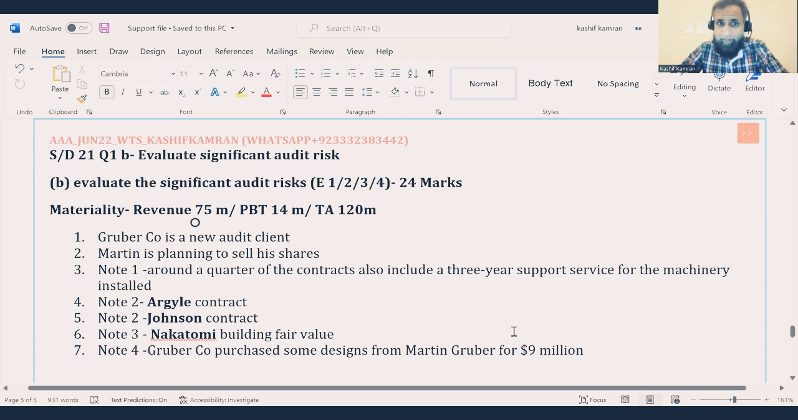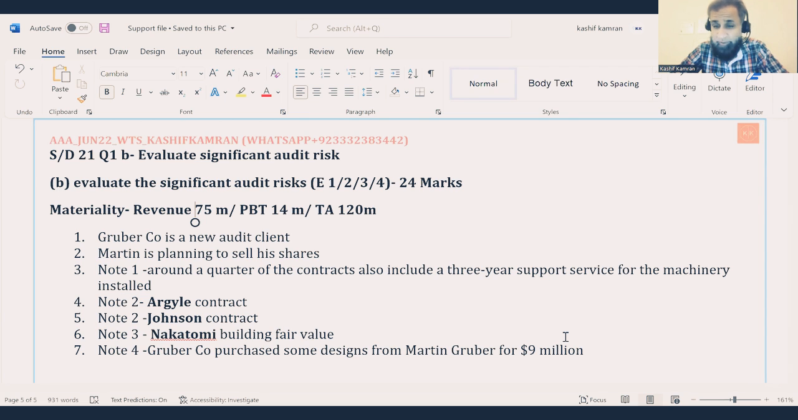Note number 1, around a quarter of the contracts also include a 3-year support service for the machinery installed. So we were a bit concerned about revenue recognition: how would you recognize the revenue for a 3-year support? What if you record the revenue early and the revenue could be overstated? Note number 2, the Ergel contract, the profit-making contract, and the management recording the profit wrongly.